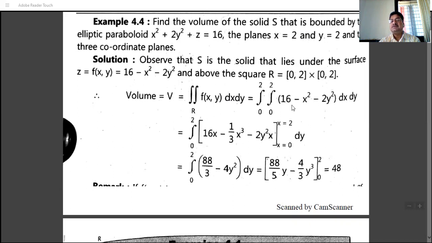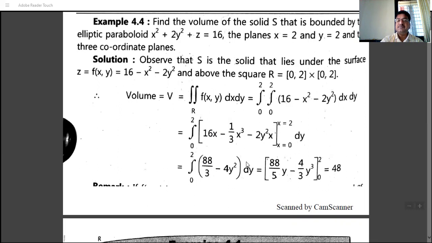With respect to x first, the integration is 16x minus x cube by 3 minus 2y square, since y is constant with respect to x, the integration of 2y square is 2y square into x. x runs from 0 to 2. Then find the value at the upper limit. If we substitute x is equal to 2, we have 88 by 3, and if we substitute x is equal to 0 in this bracket, we have the answer 0.